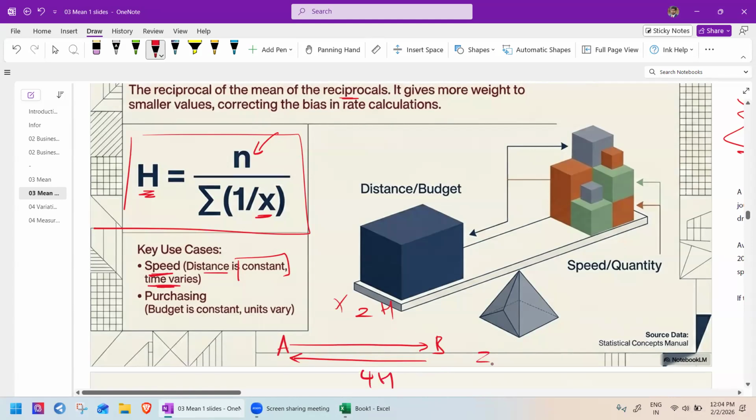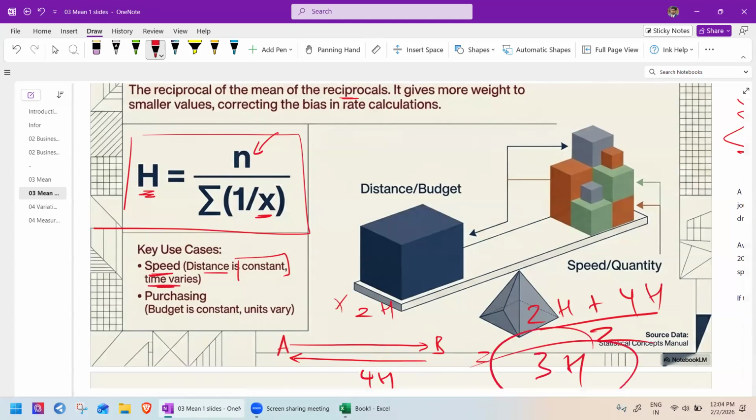So what do people say? 2 hours plus 4 hours divided by 2, that is 6 over 2, so 3 hours. This is the answer many students will write. But actually we should not apply the arithmetic mean to find the average speed. Here the distance is the same, but the time varies.